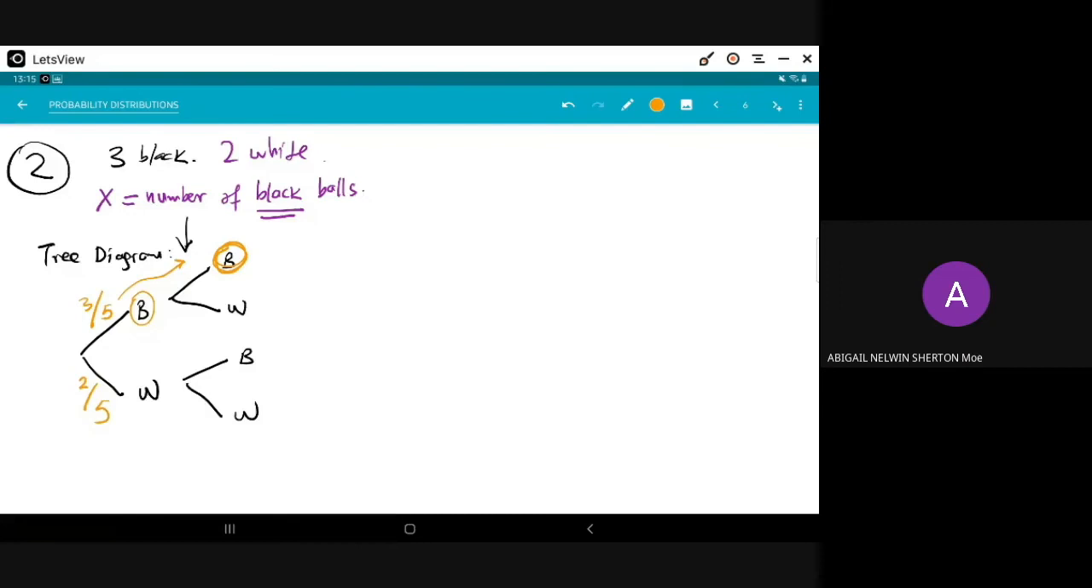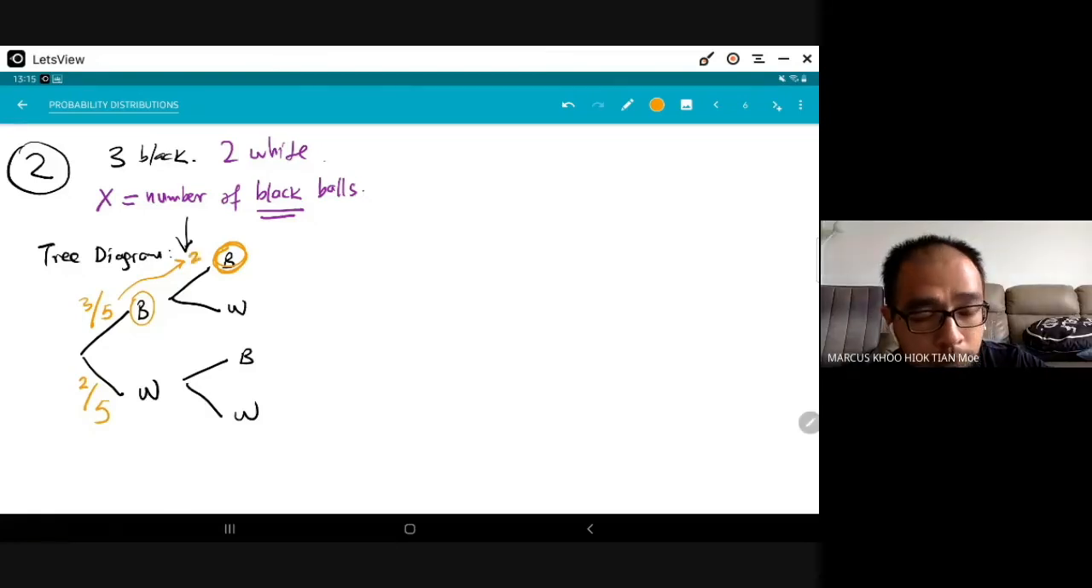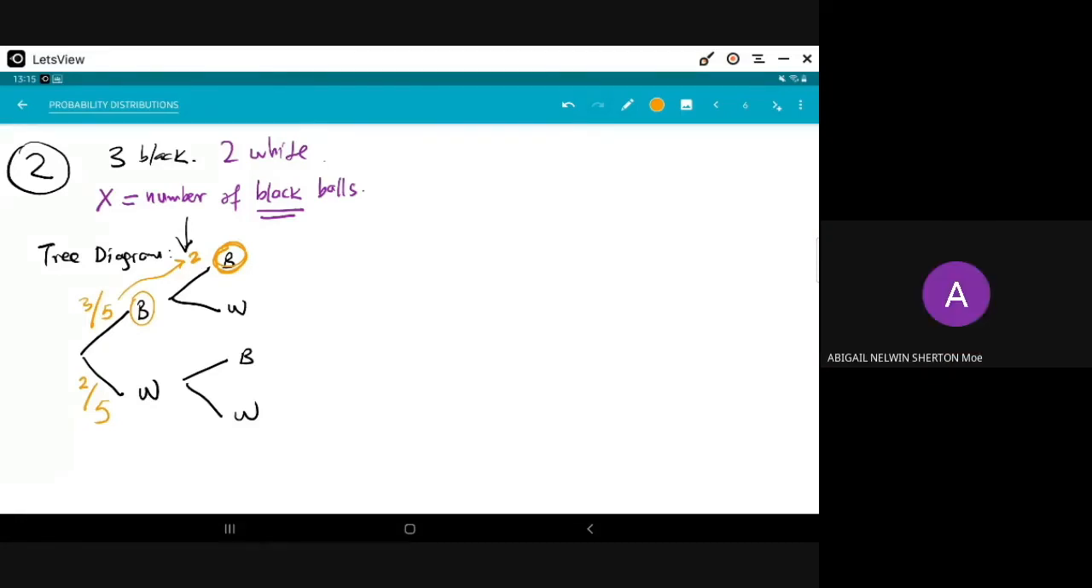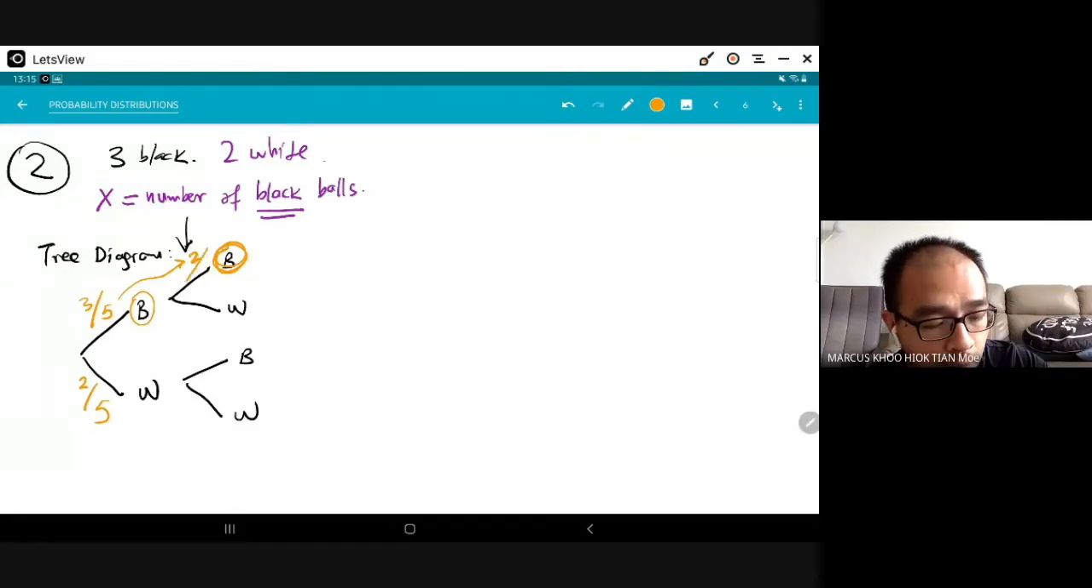Is it 2/5? 2 is correct, but it won't be over 5 because remember, we don't put the original black ball back in the box. So how many balls are there now in the box, if I've taken out 1? 2/4. Very good. Okay, 2/4.